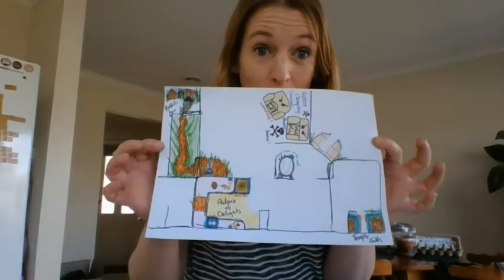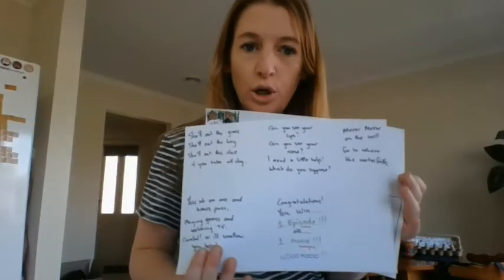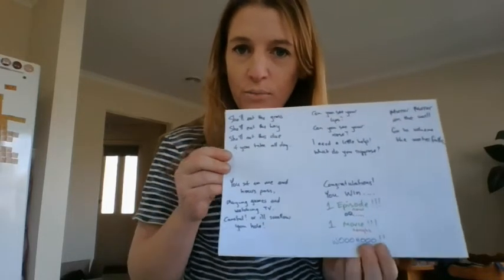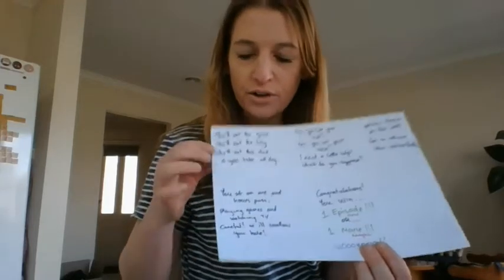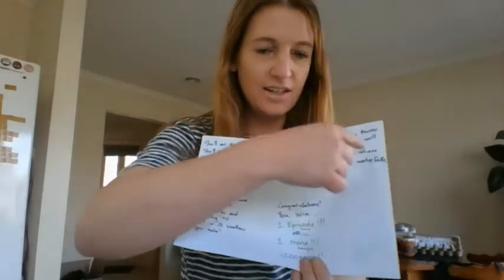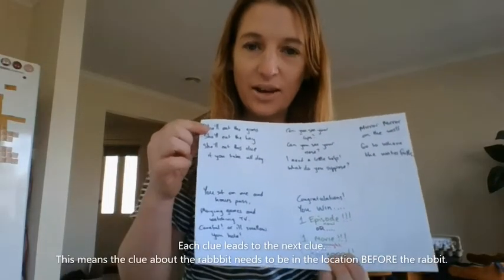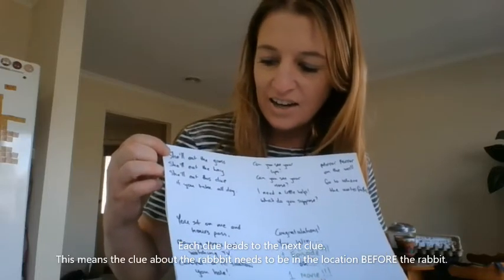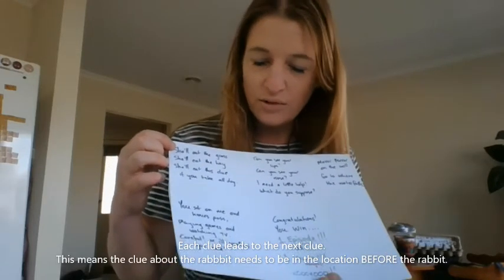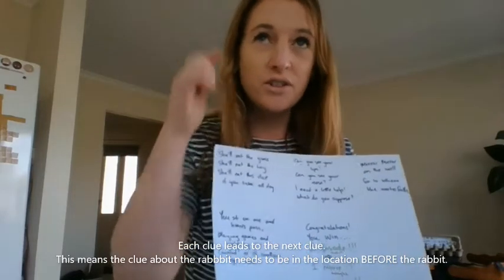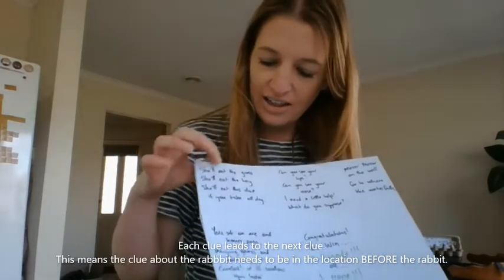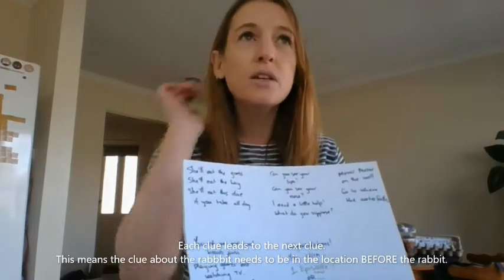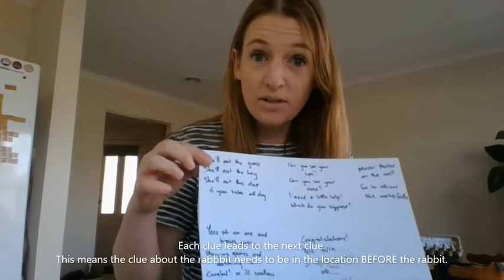Okay, so I've got my map and I have made some clues which I'm going to cut up and leave for my adventurer to follow. So each clue leads to the next one. Each one hints at where the next one will be. So the very first one says, she'll eat the grass, she'll eat the hay, she'll eat this clue if you take all day. My adventurer is going to think about that. Your clues don't have to rhyme. I think that's something to do with the rabbit.